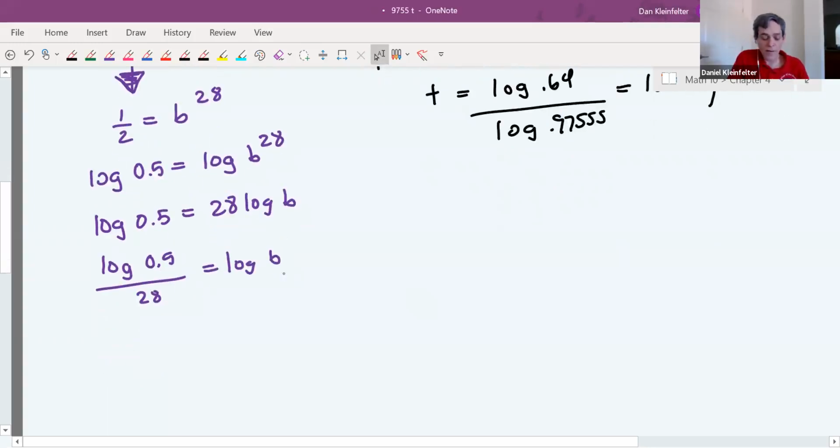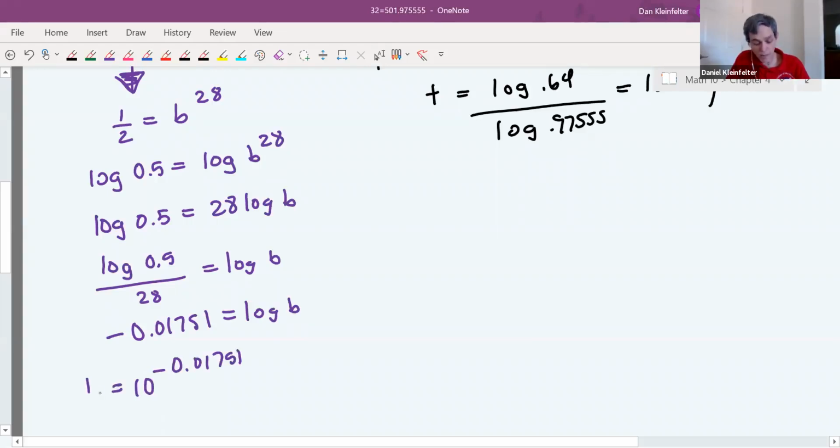Okay, and so now this is a logarithm equal to a number. I know this looks complicated, but it's log 0.5 divided by 28. That's just a number. And that's log b. In fact, let me just calculate what that is on that other side. That's log 0.5 divided by 28. That's negative 0.01751. And that's our log b. So 10 raised to the power of negative 0.01751, that will be our b.